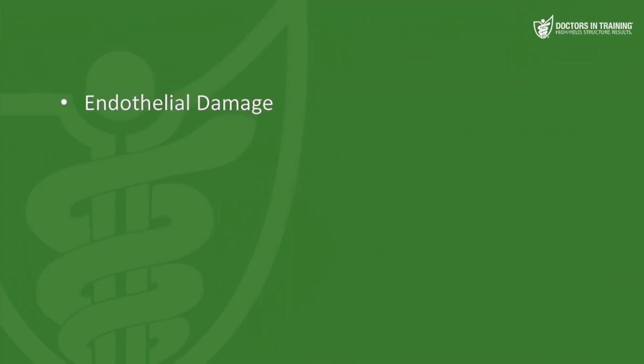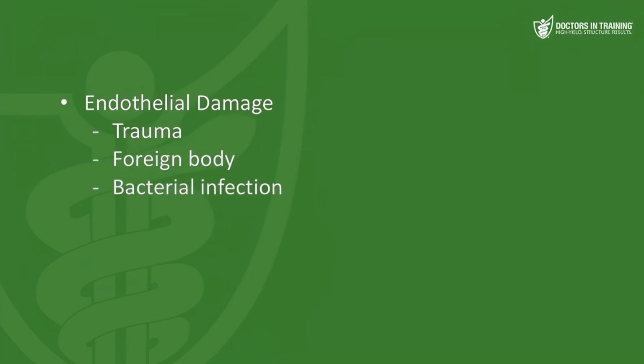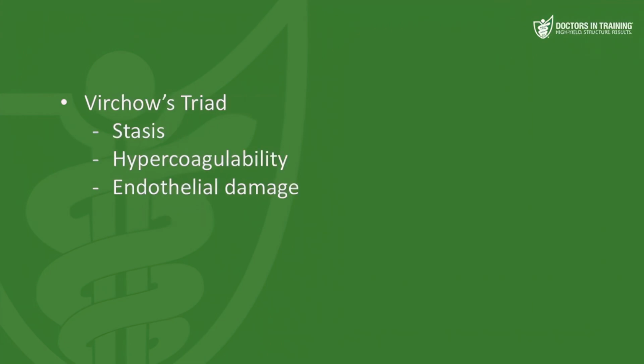Endothelial injury is the third component of Virchow's triad. The common things that you see for it are trauma, foreign bodies entering into blood vessels, some type of bacterial infection, or even fractures of certain bones. These three factors, stasis, endothelial injury, and a hypercoagulable state, all make up Virchow's triad.